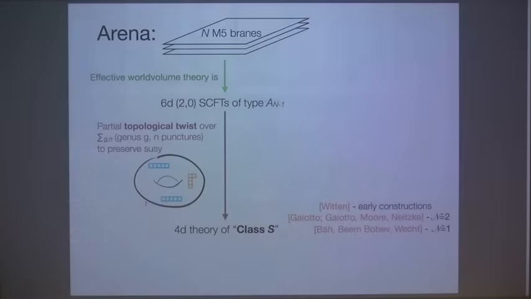The arena for this talk are the 6D (2,0) SCFTs of type A_{N-1}, which are the effective world volume theories of N stacked M5 branes. And we take these topologically twisted over a Riemann surface of genus G with n punctures. The topological twist is needed to preserve supersymmetry in the IR. And the resulting 4D SCFTs that we get out of this procedure are known as the theories of class S. These were also introduced by Craig a little bit earlier.